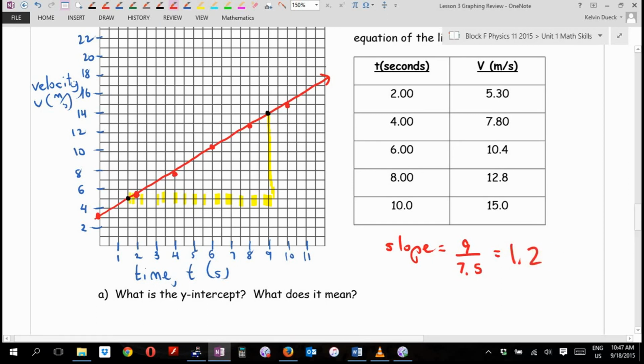Most of you are getting a slope between 1.0 and 1.6 or so. I'd take that. If, Connor, you're telling me that your slope is 0.3, you did a lousy line, or you've done something wrong with your rise over your run.